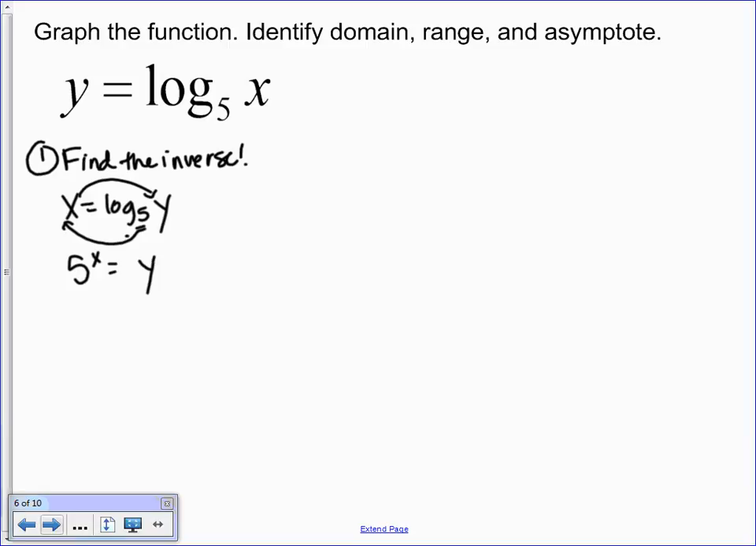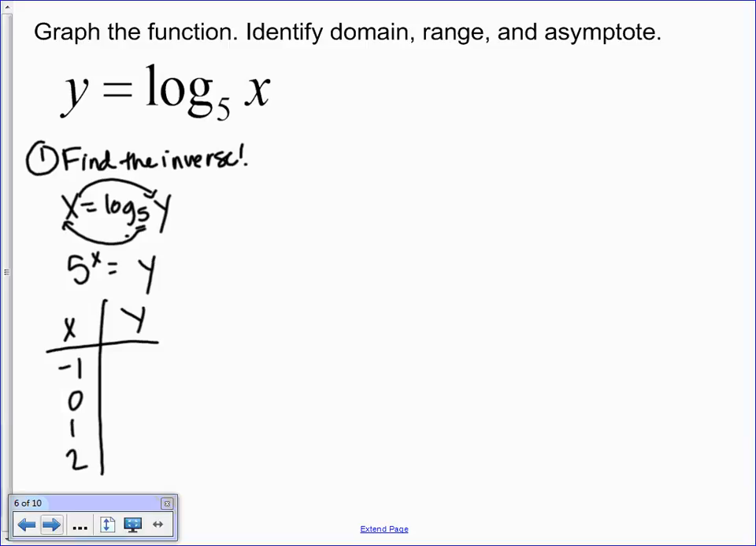Y equals 5 to the x is something that you could make a table for. We did that when we were graphing exponential growth and decay. So let's make a table of values right here. What numbers will we put in for x? What have we used previously with exponential functions? Negative 1, 0, 1, and 2. Yeah, so I'm not changing anything now. It's all the same stuff we were doing before, so this is a pretty easy process for us.